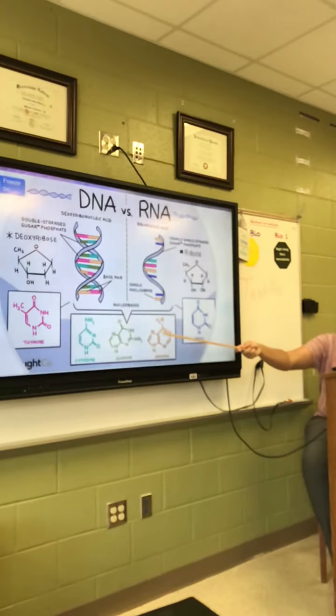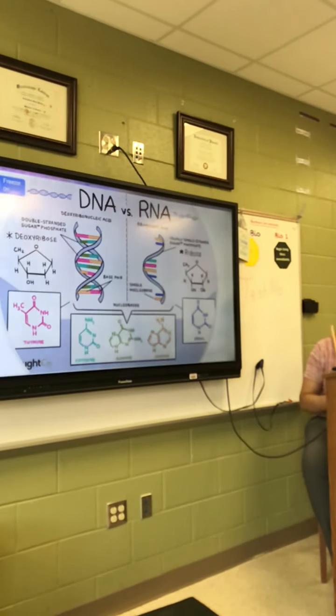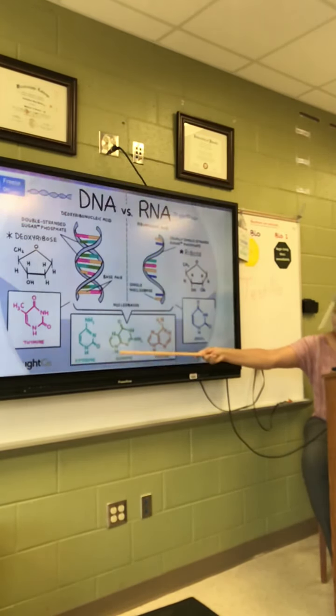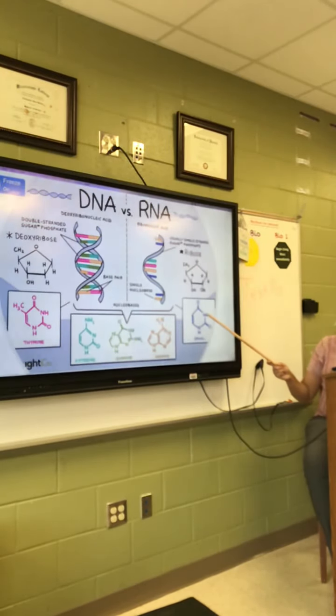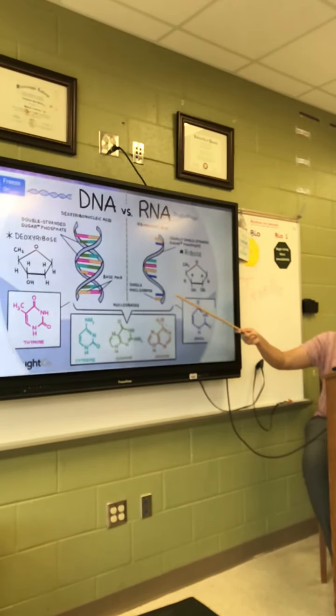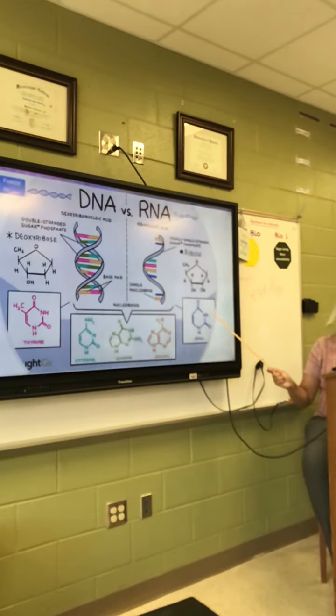RNA only. What about the other one? DNA only, okay? So they both have these 3, so there's 5 bases. 3 of them found in DNA and RNA. There's 1 unique to RNA. There's 1 unique to DNA.